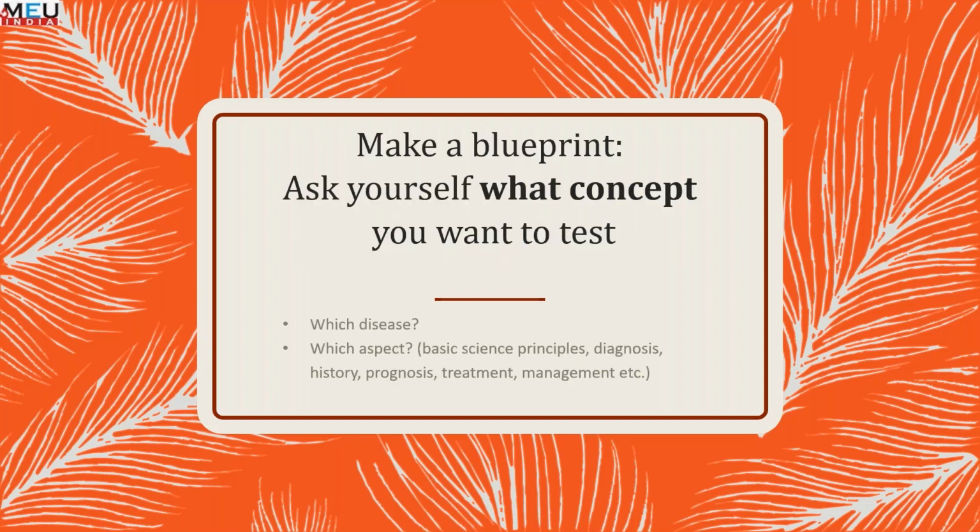Now, whenever you sit down to make scenarios, the first important thing is to make a blueprint. Ask yourself what diseases you want to ask about and which aspects of these diseases you want to talk about. Do you want to talk about basic science principles? Do you want to talk about diagnosis, history, prognosis, complications, treatment, management? What do you want to ask? So first of all, make a blueprint and ask yourself what concepts you want to test. Once you decide what are the concepts required for that level of the learner, then framing scenarios according to that concept becomes much more easy. So this is a step you should not miss.